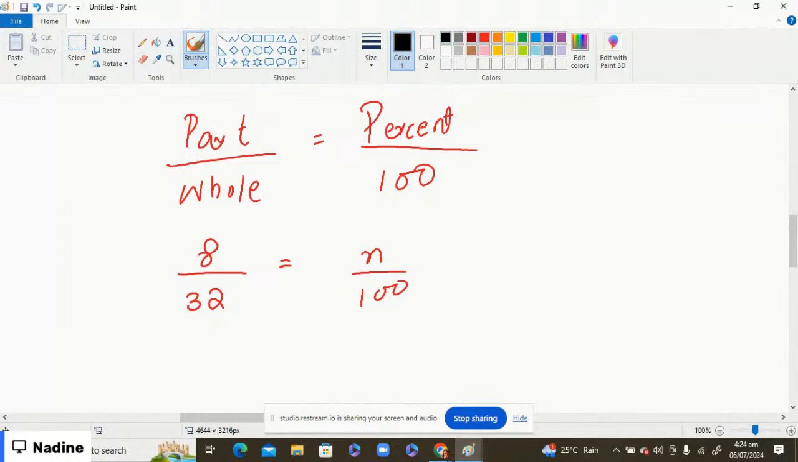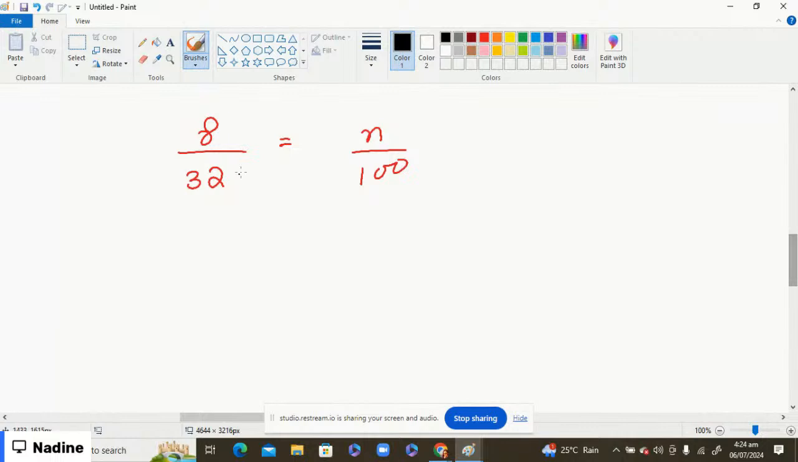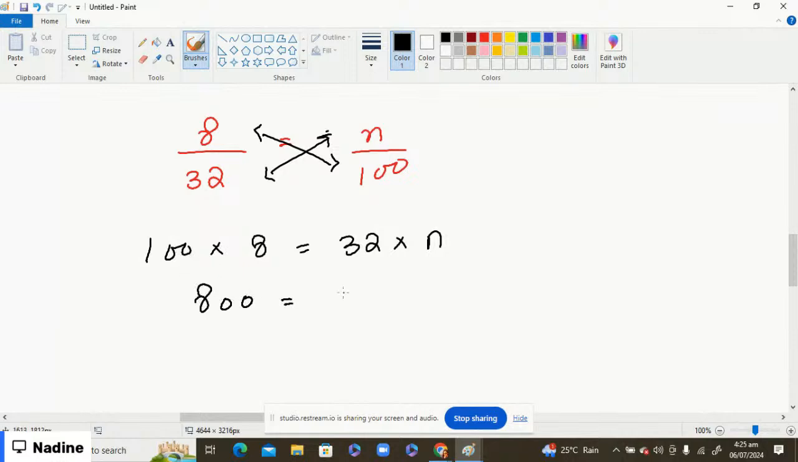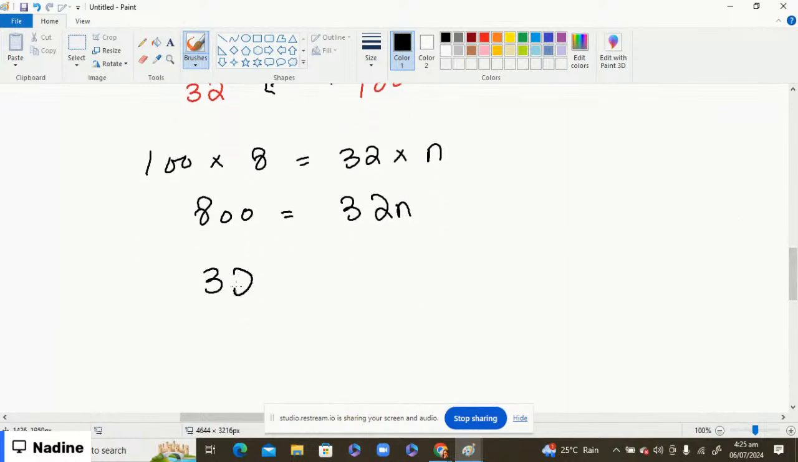So here I'm going to cross multiply. 100 times 8 equals 32 times n. So 100 times 8 is 800, which equals 32n. If we shift the positions, 32n is equal to 800.